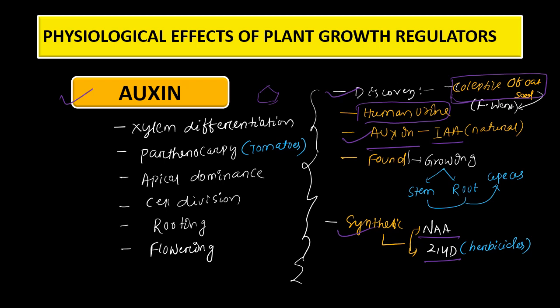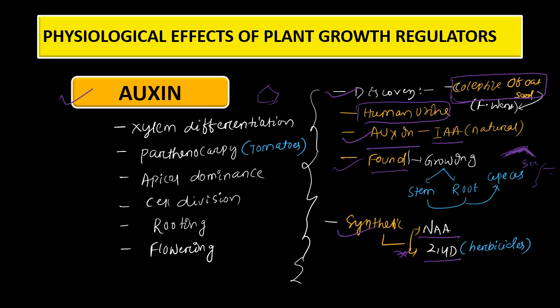Most important, star mark this point. This 2,4-D is the herbicide. And next, where are the auxins mostly found? We know auxin, but where is it found? The auxins are mostly found in growing regions. These growing regions are the stem and root apices. Let's consider this is the stem apex, and this is the root apex, where the auxins are mostly found.